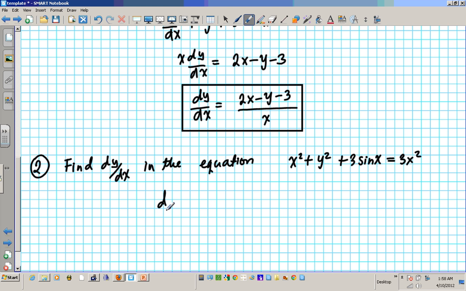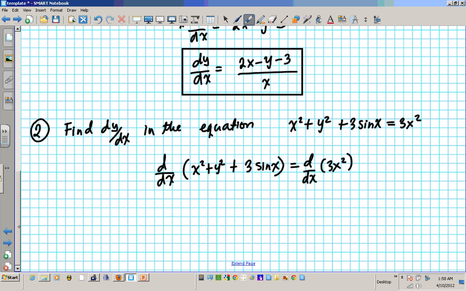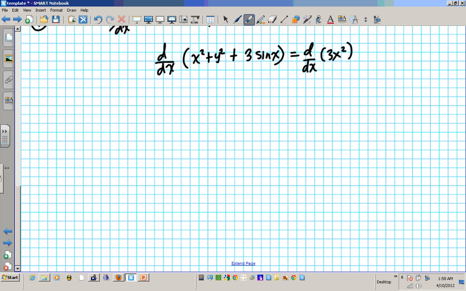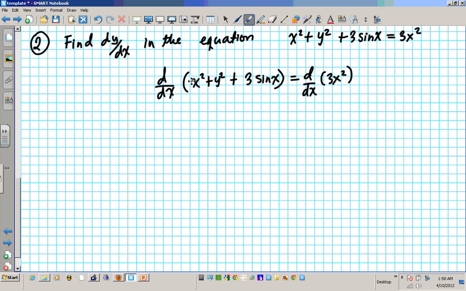We're going to find d/dx, the derivative with respect to x, of both sides: x squared + y squared + 3 sine x, and also d/dx of the right side, which is the derivative of 3x squared. We're going to do this term by term differentiation. The first term matches, so this is simply going to be 2x. We don't have to write dx because they cancel out. But for this one, it's going to be 2y.